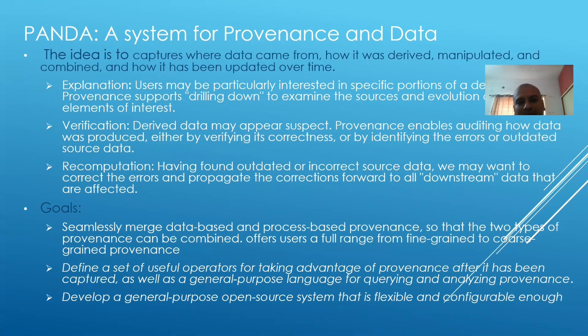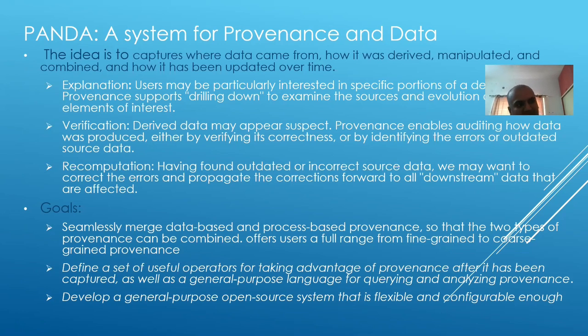Explanation. The user might be particularly interested in a specific portion or part of the data set. So this project, Provenance, is supposed to drill down to examine the source and the evolution of that particular element of interest. Verification. The derived data may appear suspicious.